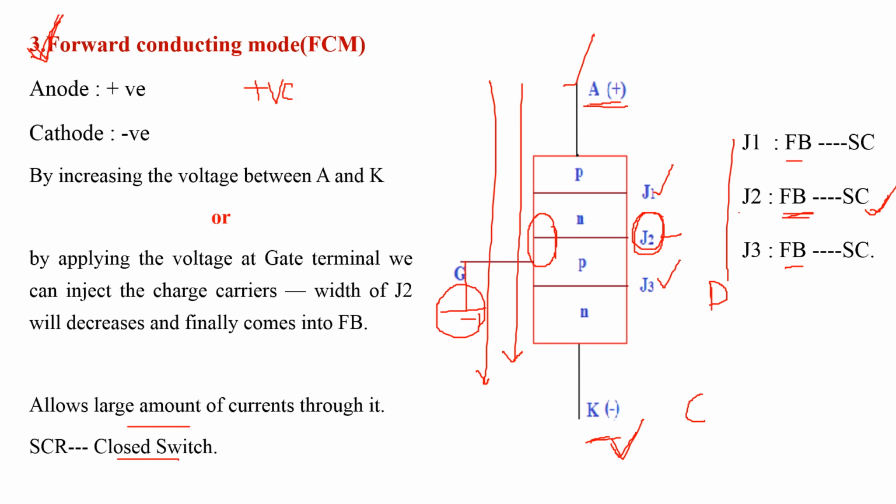That is, in the first operating mode, reverse blocking mode, SCR acts as an open switch and allows a very small reverse leakage current of the order of nanoamperes. In the second operating mode, forward blocking mode, SCR also acts as an open switch which allows a small amount of forward leakage current of the order of microamperes. But in the third case, SCR acts as a closed switch and allows a large amount of current from anode to cathode. These are the three operating modes of working of SCR.